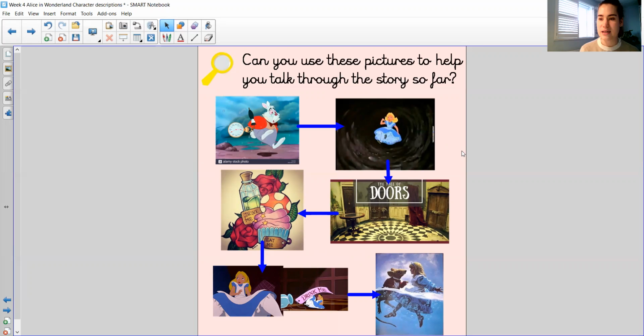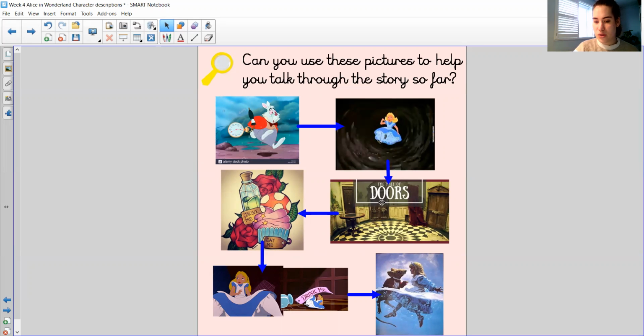Wonderful. Hopefully you've had a little go at talking this through using the pictures at home. So we're going to start from this one up here. We have got the white rabbit, and we can see he's wearing his waistcoat, and he has also got his pocket watch. And this was who Alice spotted running across the garden, and she decided to follow him. And she followed him down the rabbit hole. And she fell a long, long way down the rabbit hole, but somehow she landed at the bottom and she was unharmed, and she landed in a hall full of doors.